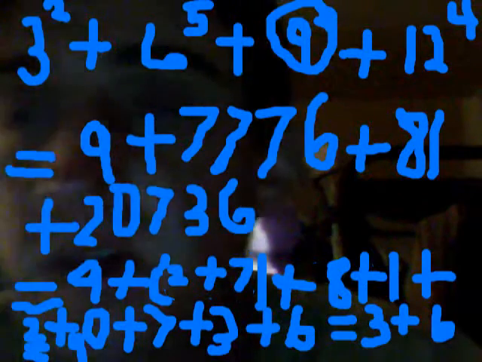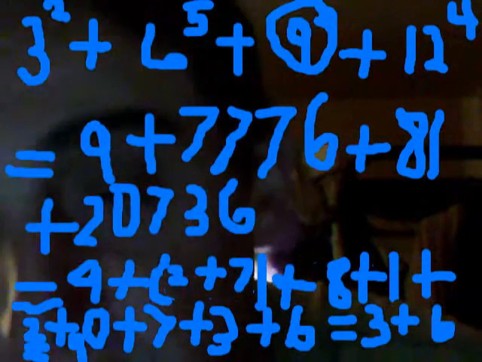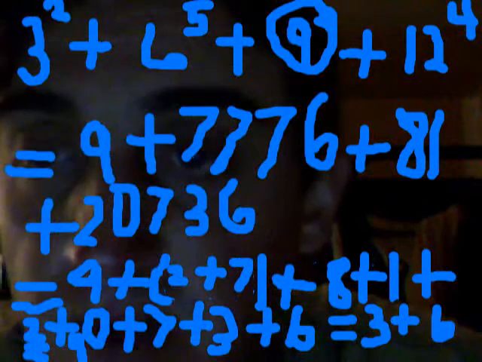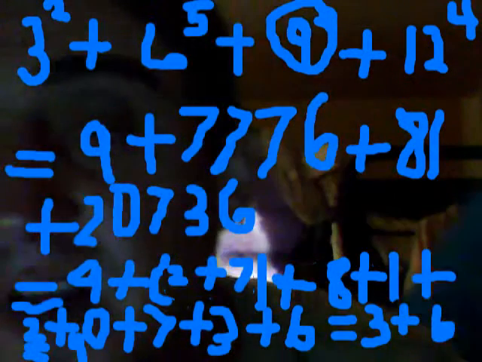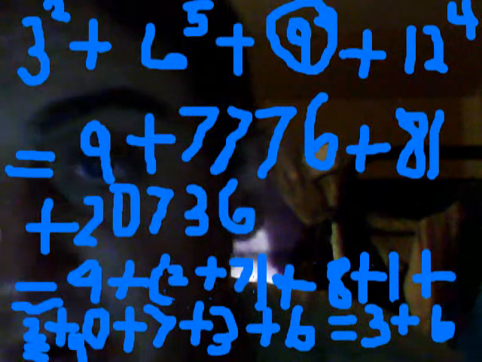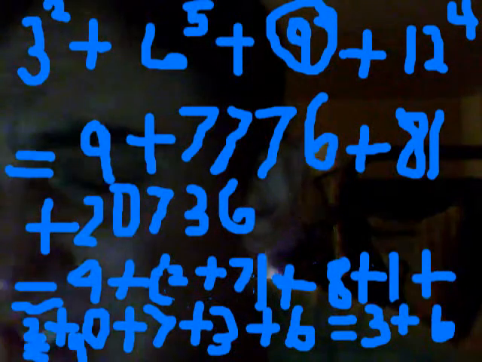So I just wanted to clarify from the last video of multiples of 3, 6, and 9. So if you have like 3 squared plus 6 to the 5th plus 9 squared plus 12 to the 4th, whatever number that you square it by or whatever power you use, it must also multiply by 9 and give you the same number. For example, 6 times 3 is 18, 9 times 2 is 18.